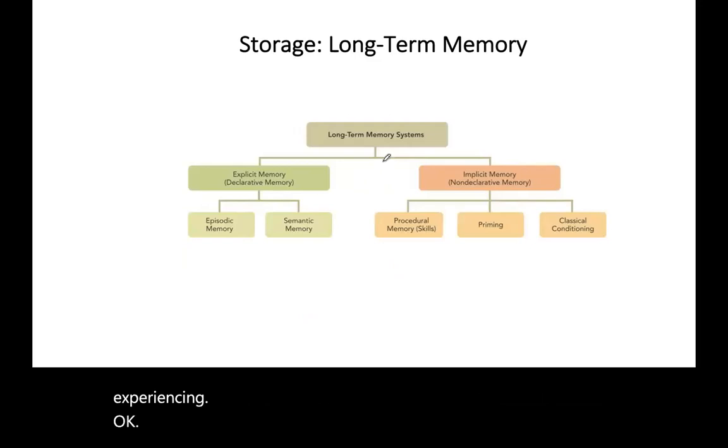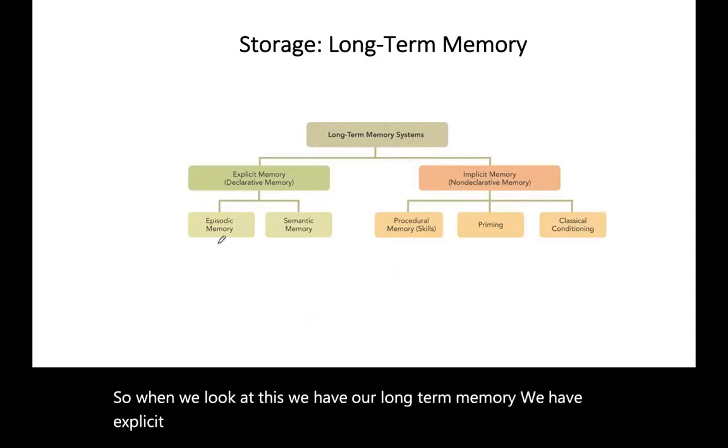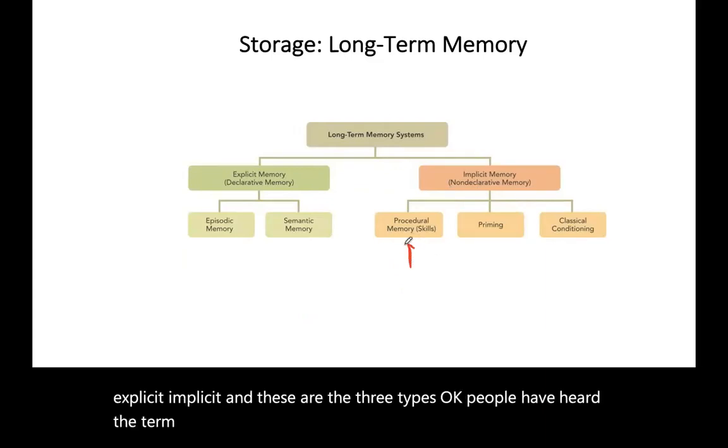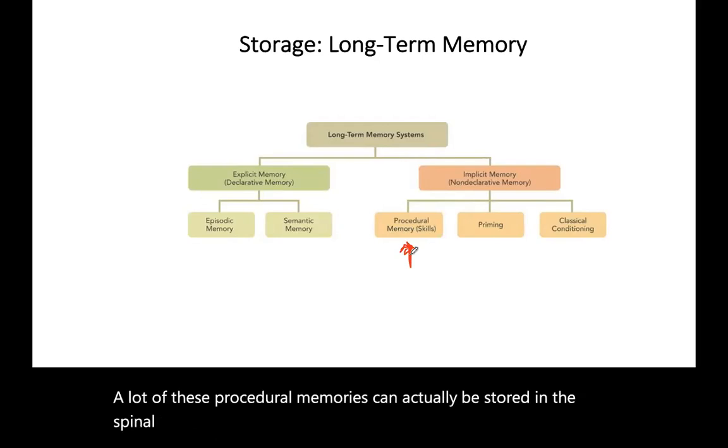So when we look at this, we have our long-term memory, we have explicit, implicit, and these are the three types, okay? People have heard the term muscle memory. That's usually a procedural type of memory. A lot of these procedural memories can actually be stored in the spinal cord, which is kind of interesting.